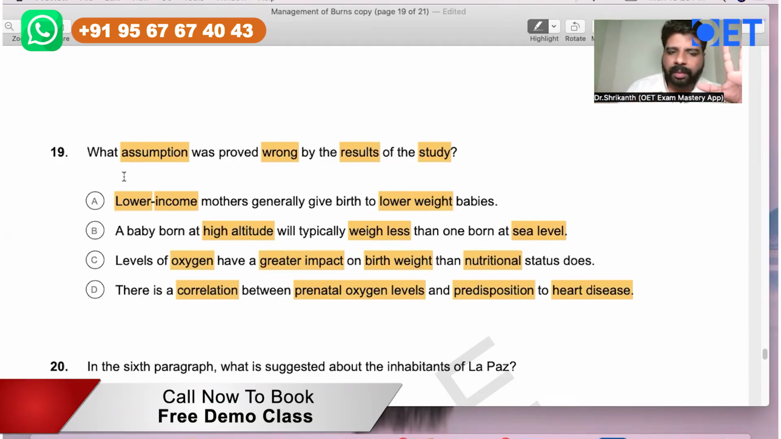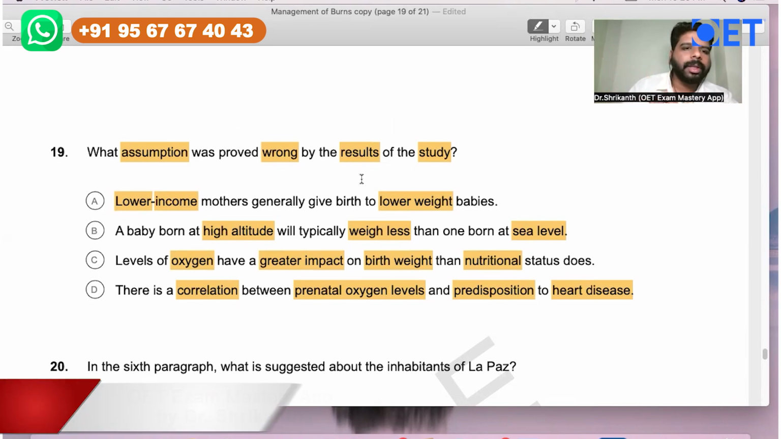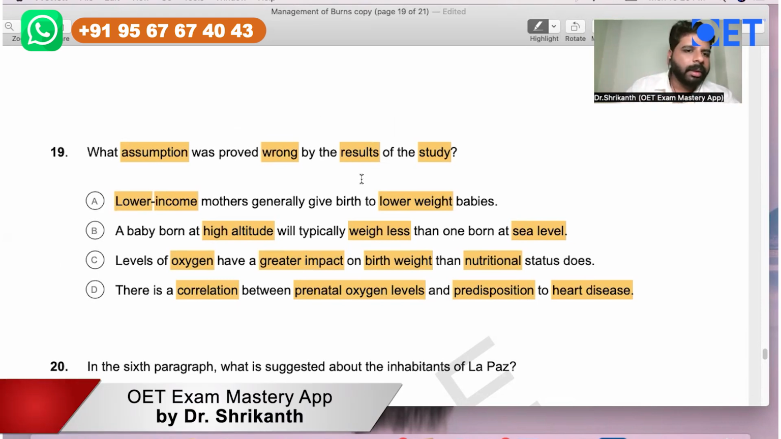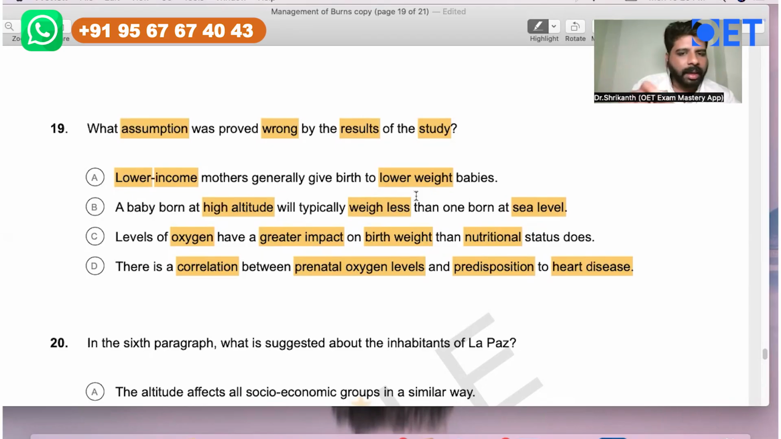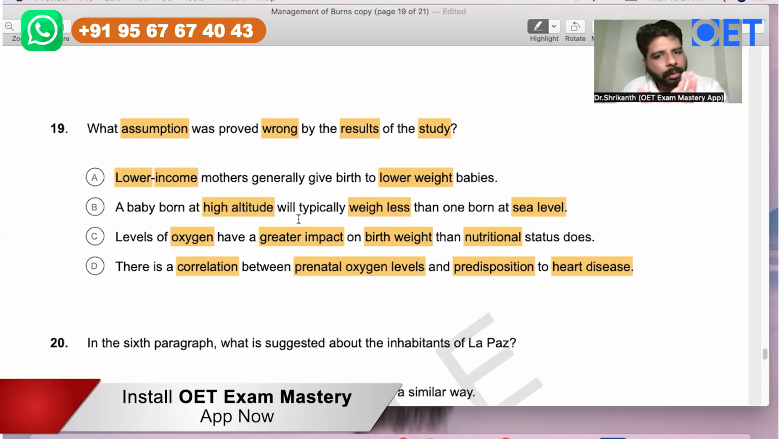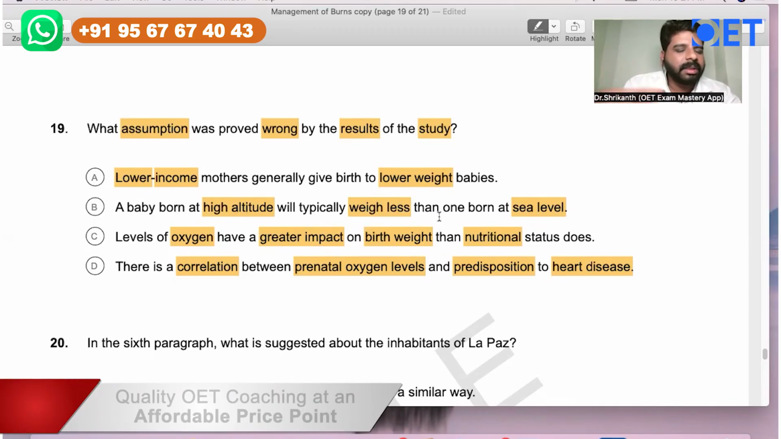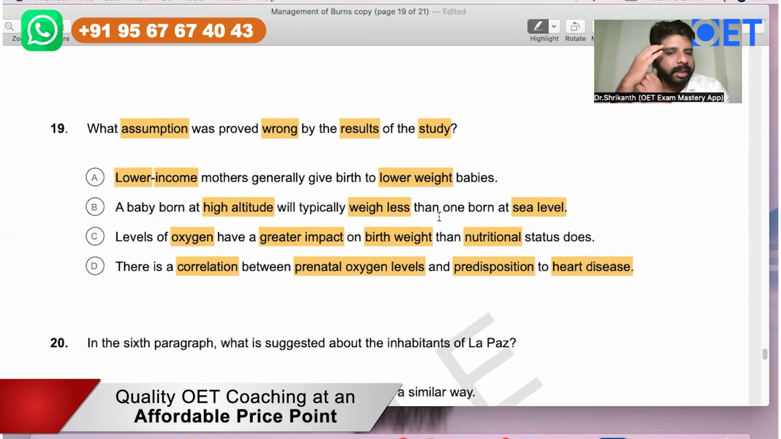You read: what assumption was proved wrong by the result. Okay, understand that's the result, and one assumption was proved wrong. Then you ask yourself, what is my duty here? My duty here is to disprove an assumption. All right, now in lower income, mothers generally give birth to, so this is where you underline the keywords: poor people, high altitude, way less. Like this you just go through the answer options, but you should be able to identify and underline the keywords, and have a small concept. This is the gist of the information that is coming from the answer options, and you should retain that in your memory.